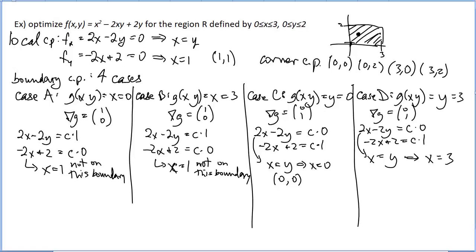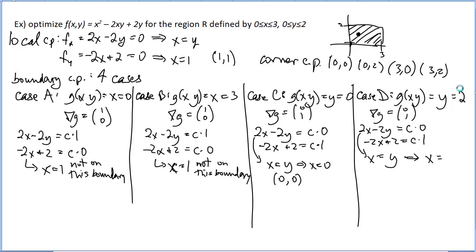I'm sorry, this case was not y equals 3. I got it confused. This case was y equals 2. Sorry about that. Right. The top boundary is y equals 2. If you didn't catch the error, you may have caught the error before I did.